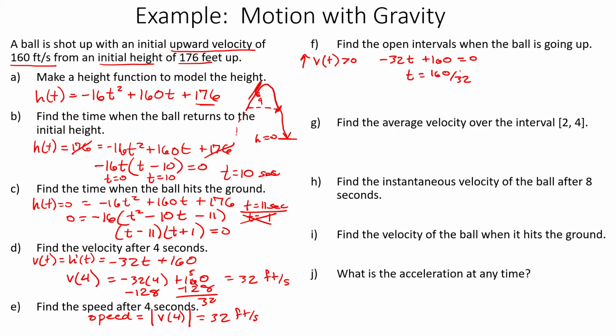I don't know what 160 over 32 is off the top of my head, but I do have a calculator handy. 160 divided by 32 is 5. Maybe I did have that one. So we get 5 seconds. So that means we'll check what happens before 5 and after 5, and we'll start at 0. We're actually going to stop when we hit the ground here at 11.